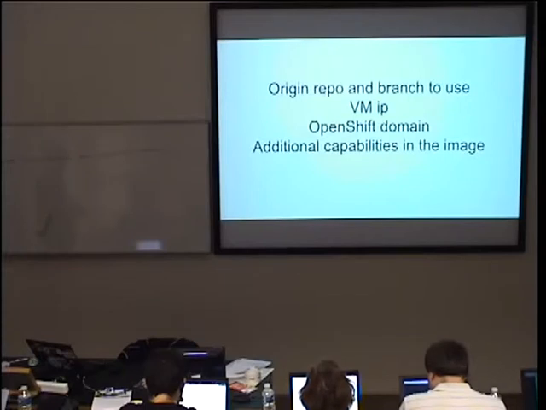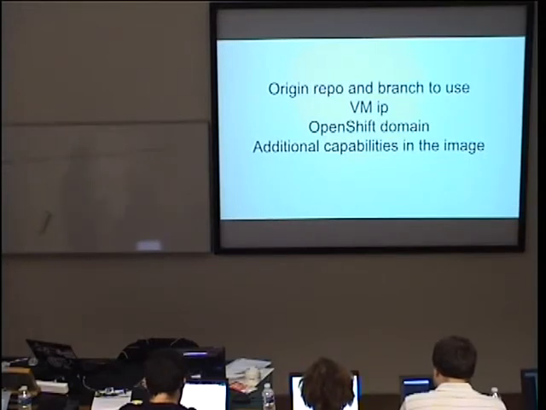That means that if you want to customize things like the Origin repo or branch to use, let's say that there is an engineer, Michal Fojtik, and he's done something and you see his pull request, you want to test it. So you just create the Vagrant image or reprovision the Vagrant image with that repo and you test his pull request. You can set up the VM IP. Usually we ship with one IP, but if it conflicts with whatever network you are in, you can change it and adapt to your needs.